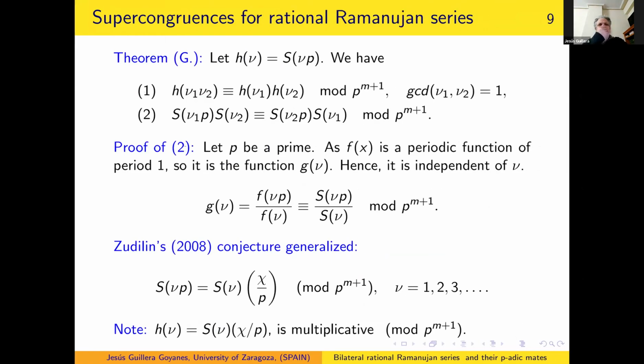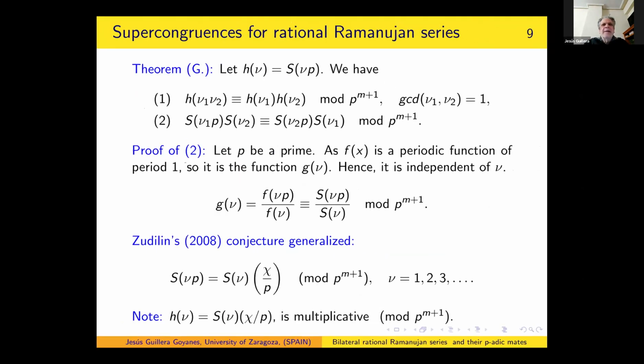Well, supercongruencies for rational Ramanujan series. Here is a theorem which I am working still in this first part of this theorem. And the function h defined in this way is multiplicative. It's multiplicative modulo p to the m plus 1. And in addition, we have this other property.